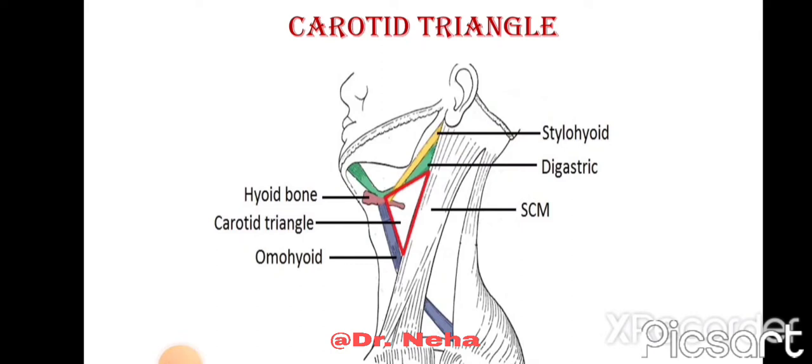In this video I am going to discuss the anatomy of the carotid triangle and the muscular triangle. The carotid triangle is a part of the anterior triangle. In this diagram we have highlighted the location of the carotid triangle.